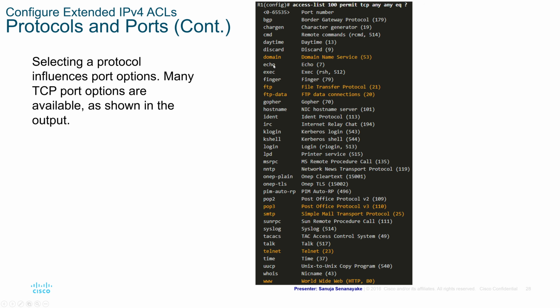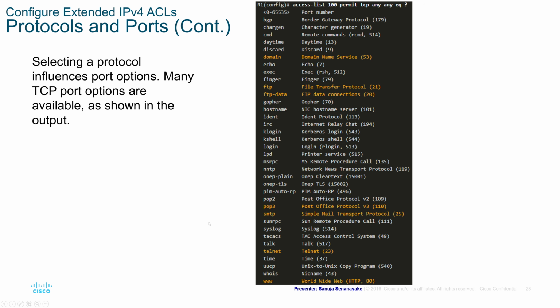So the most common ones would be the domain, FTP, FTP-data, POP3, SMTP, Telnet, and www. These are some of the options that are available on the Cisco iOS that can be picked as one of the options for that TCP. However, any of these things such as CMD, daytime, IRC, hostname, all of these are valid options as well. These are just the commonly used options. But again, the other options are also available for you to use.